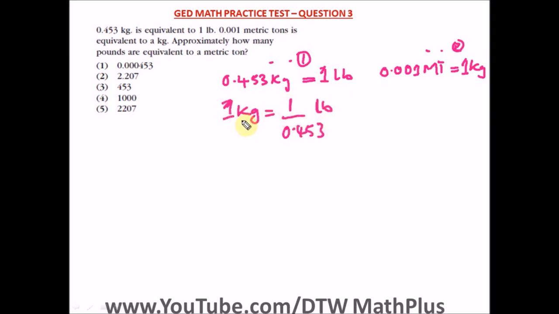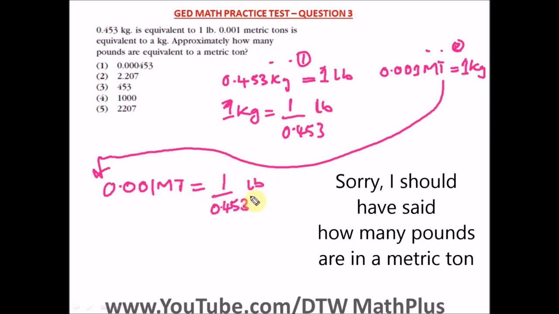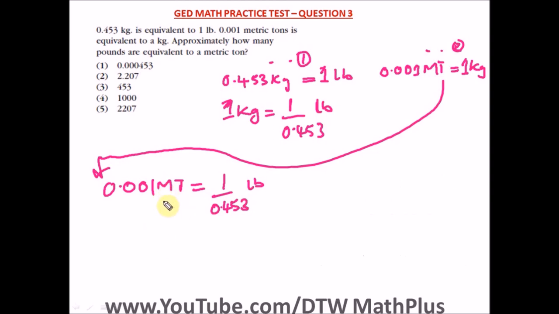So let's put the value of 1 kg into this equation. Let me come down here so we have enough space. So we have 0.001 metric ton equal to what? Our 1 kg is now 1 divided by 0.453 lb. The question says approximately how many pounds are equivalent to 1 metric ton. So what do we do? We're looking for our metric ton, so to get it, we divide both sides by 0.001.